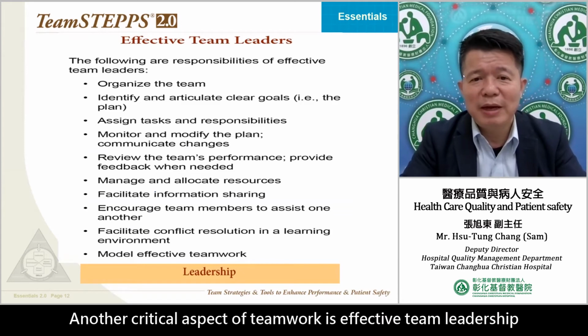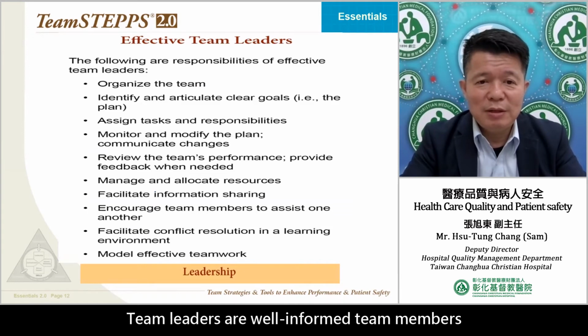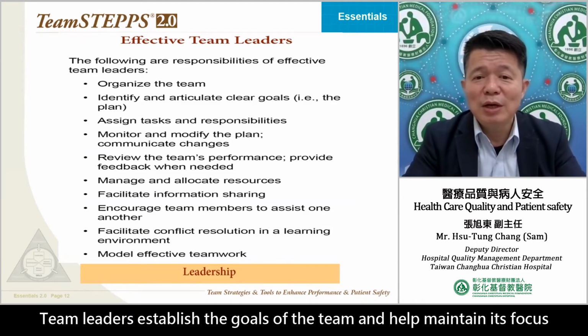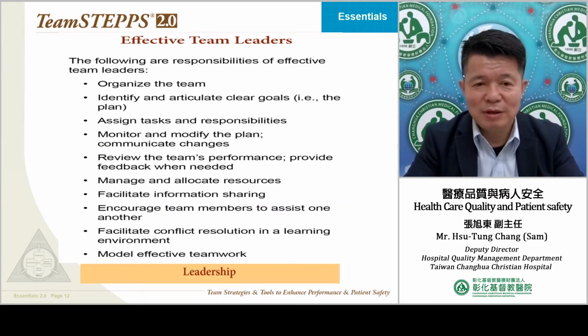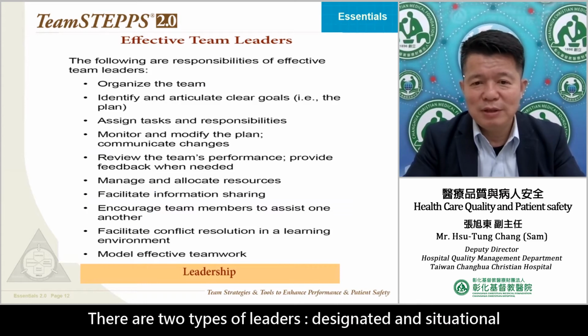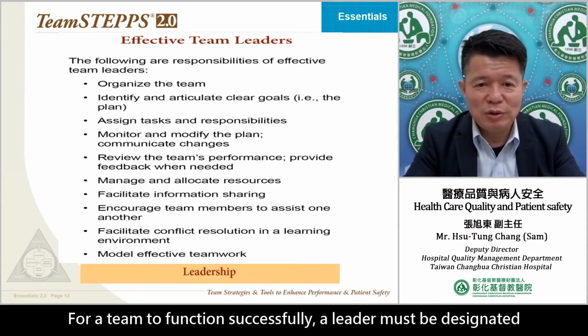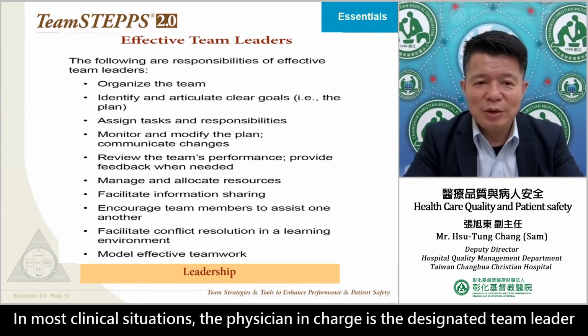Active team leaders. Another critical aspect of teamwork is effective team leadership. Team leaders are well-informed team members who make decisions and take actions. Team leaders establish the goals of the team and help maintain its focus. There are two types of leaders, designated and situational. For a team to function successfully, a leader must be designated. In most clinical situations, the physician in charge is the designated team leader.